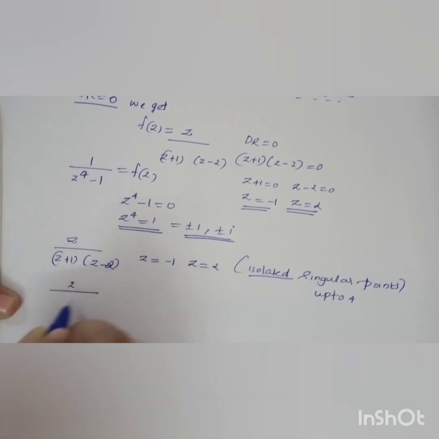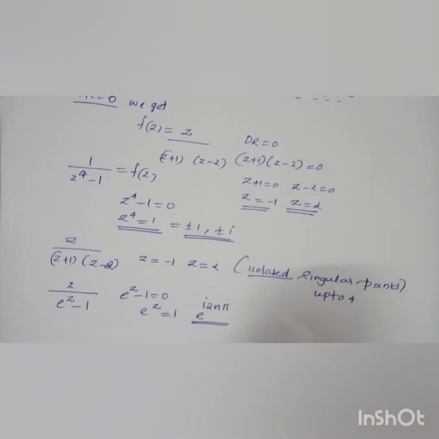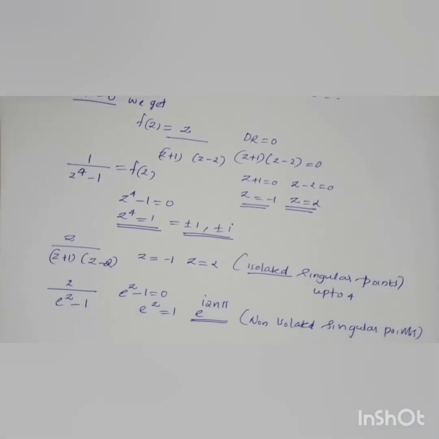If you consider the function z divided by e raised to z minus 1, we know that the denominator is equal to 0, so e raised to z is equal to 1. So e raised to i to n pi can give the value 1. So we get numerous values for this; n can go up to infinity, so we get infinitely many points. So this is non-isolated. So many points are there, so it is known as non-isolated singular points.